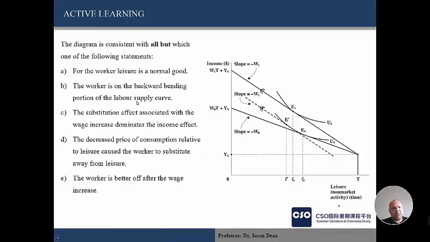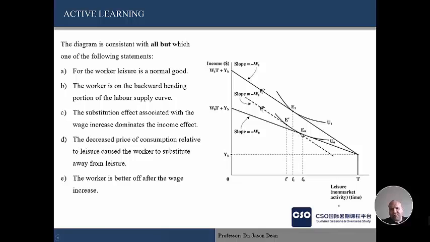Is the worker on the backward bending portion of the labor supply curve? Well, if that was true, then for this particular wage increase, they would increase their amount of leisure. Do they do that? So let's see, they're originally at E0. They're faced with a wage increase, and what do they do? They decide to work more and take less leisure. So they're on the upward portion of the labor supply curve, not the backward bending or negative sloped portion. So B is not correct.